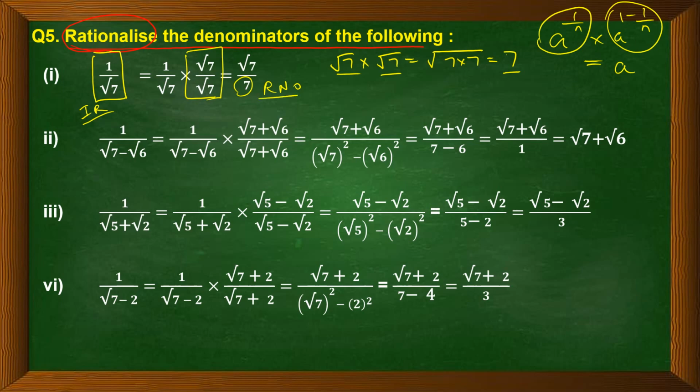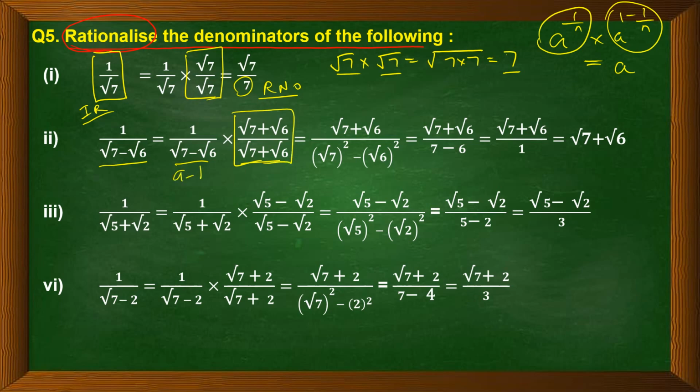Now let us take up second question, 1 upon root 7 minus root 6. Now this is a binomial irrational number, so we will rationalize it by using the conjugate. Now what is conjugate? Conjugate is the same terms with a different sign. Over here we have minus, over here in the conjugate we have plus, and we shall multiply both the numerator as well as denominator with the conjugate.